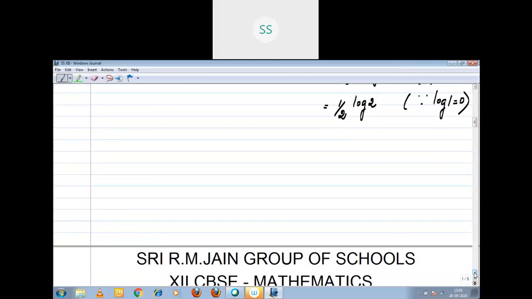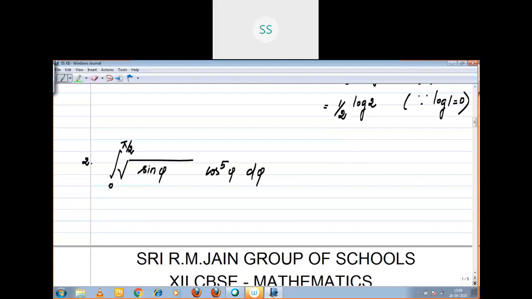Question number 2. What it says? Integral 0 to pi by 2 square root of sin phi into cos power 5 phi d phi. Got it? Here also we cannot integrate directly. We have to adapt substitution. How we have to adapt substitution?